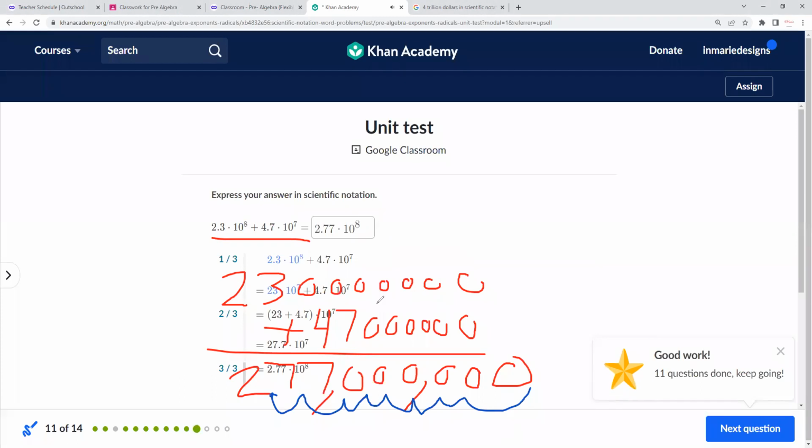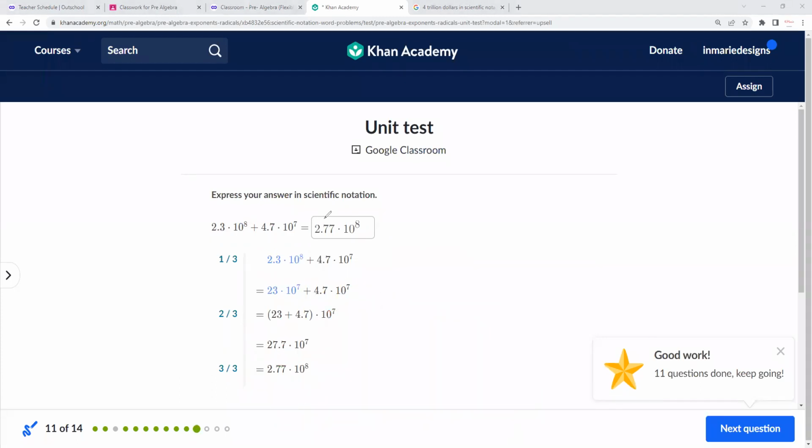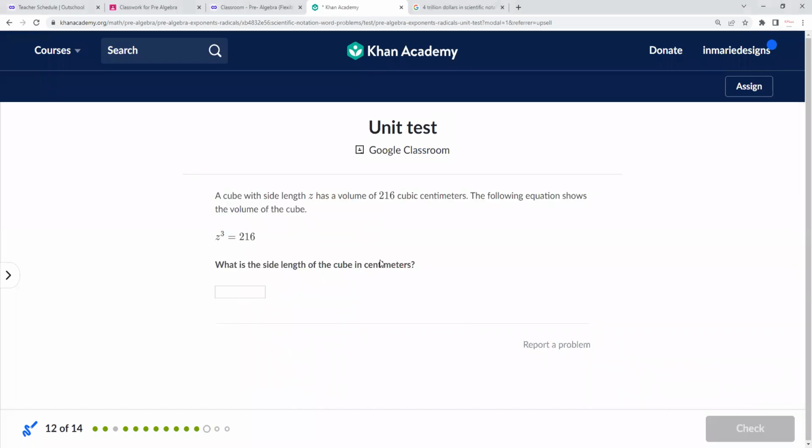They did a different method. They basically made both of these 10 to the 7th because rules of exponents, in order to add things together, the exponent has to be the same, which they did. They just moved it over 1 and made that 10 to the 7th. They then did 23 plus 4.7, which got them to 27.7 times 10 to the 7th. They moved it over 1, which then got 10 to the 8th. So whichever way you want to do it, you can do it.